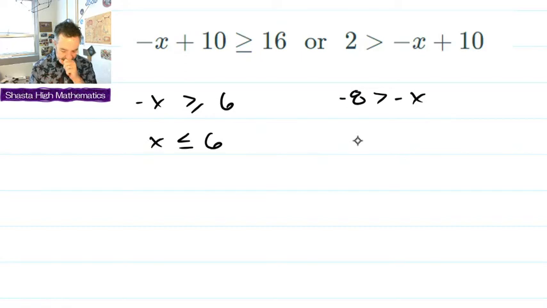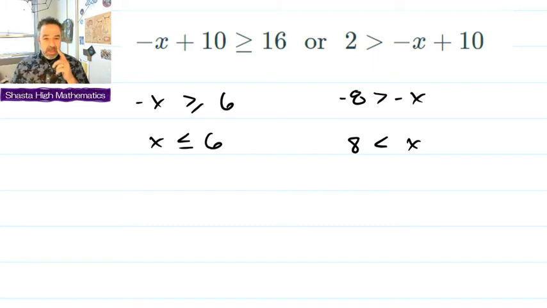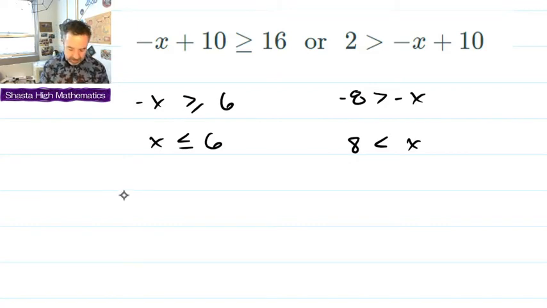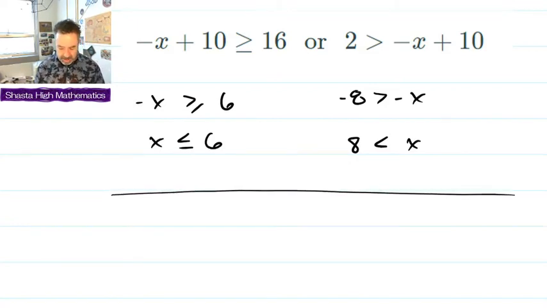When I do that, this is 8, and this is now an x. And because I multiplied by -1, the direction has to flip. Now, on this particular compound inequality joined by "or", not both boundaries are included. If I was going to graph this solution, here is the number 8, and 8 is not included, but x's are those things that are greater than 8. So x's go off this way.